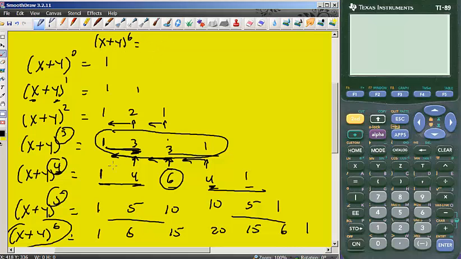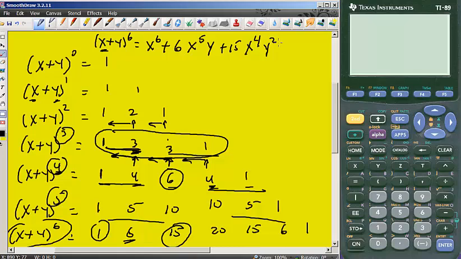My first coefficient is 1, and then my power on the x is going to be to the 6th. Plus, the second coefficient is going to be 6. The power on the x goes down by 1, so it becomes 5, and the power on the y goes up by 1, so it's y to the positive 1. And then plus, the next coefficient is 15. The x power goes down, so it becomes 4, and the y power now becomes 2.